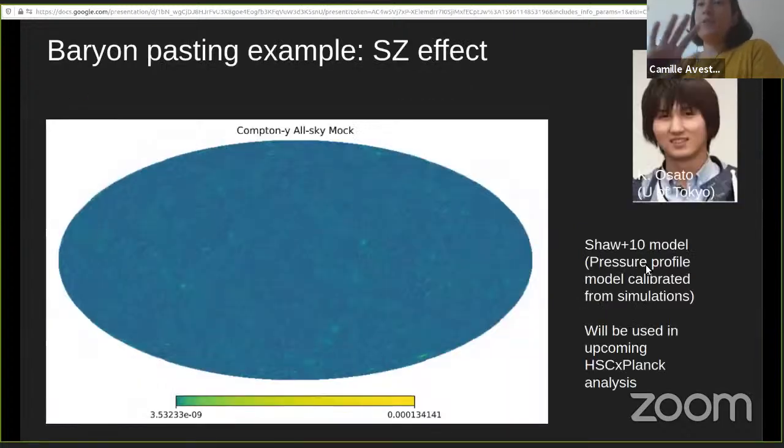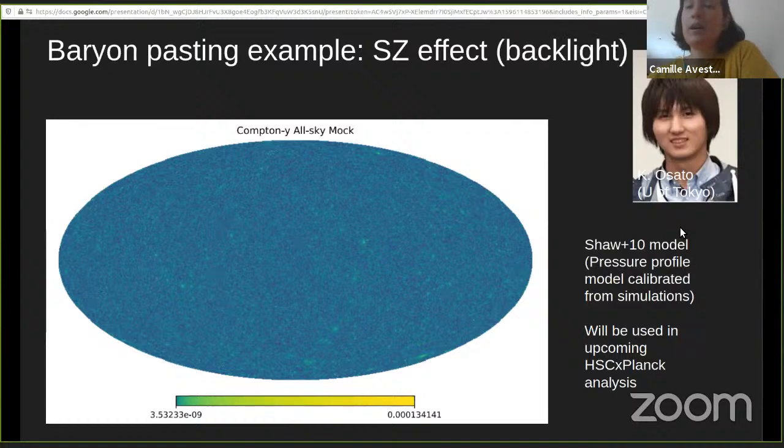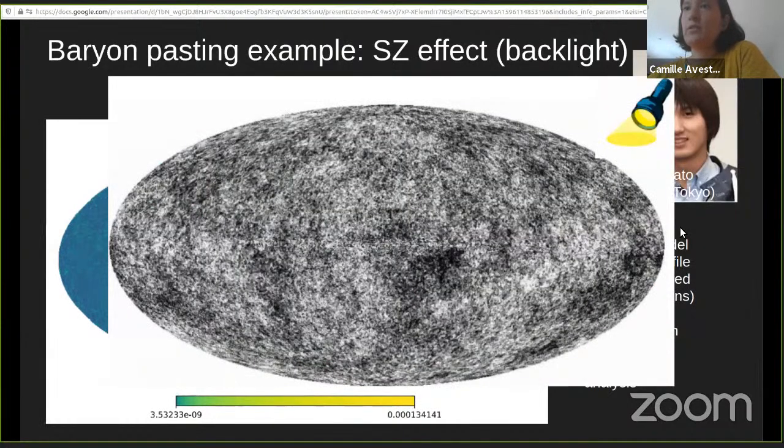But to give you a nice pretty example instead of just lists, this is a Baryon pasting example looking at the SZ effect. So this is from Ken's work, which is then applied to an HSC cross-Planck analysis, where he composed a Compton y all-sky mock based on some dark matter only simulations, and just the SZ effect, just as a quick review for students in the room.